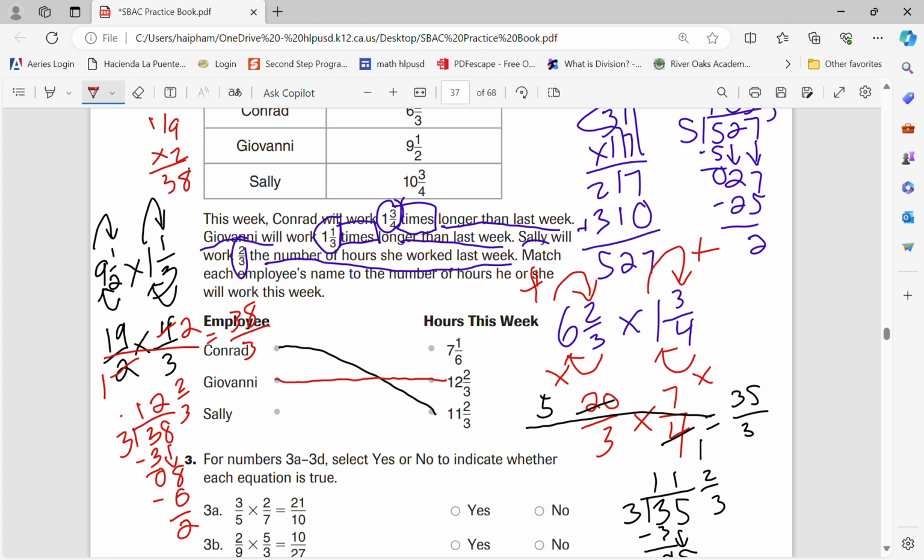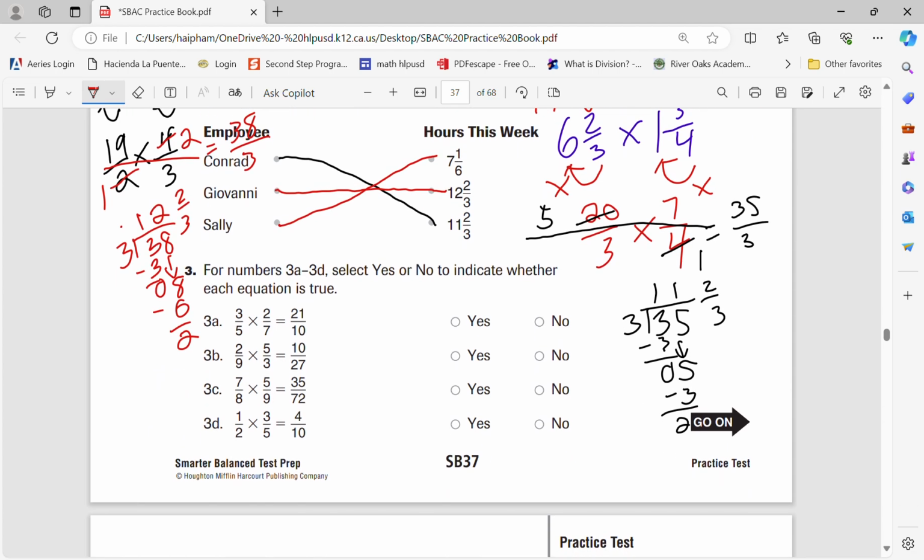And finally, with Sally, we're just going to go ahead and mark the last option here. So that saves us some time. All right, number 3. For numbers 3a through 3d, select yes or no to indicate whether each equation is true. All the fractions in these equations are already fractions, so there's no conversion needed here. So we can go ahead and just multiply across.